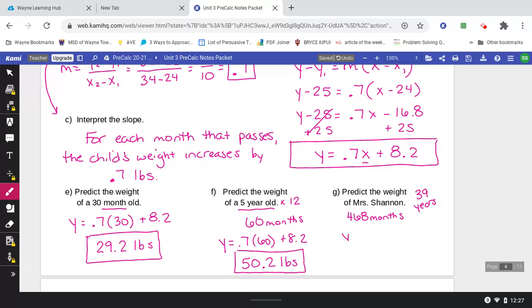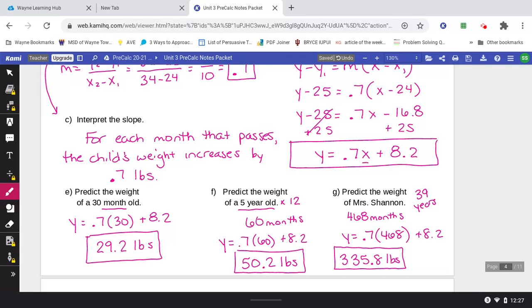468 months. So let's plug this in and predict my weight. 0.7 times 468. Add that to 8.2. I'm getting an answer of 335.8 pounds. So according to this chart, I should weigh 335.8 pounds. We know that's probably not correct.